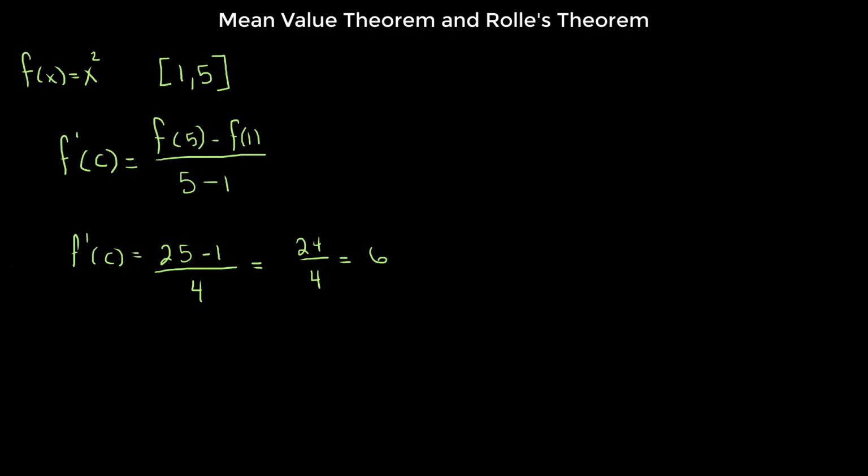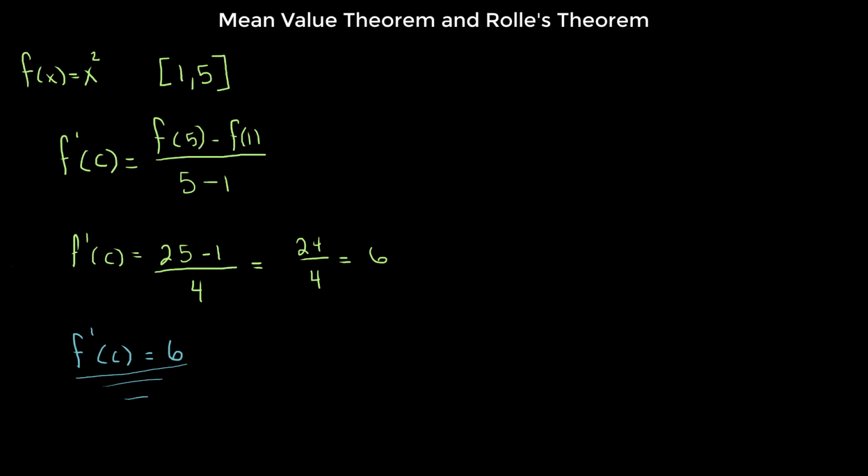So therefore, we are looking for some x value on the derivative that has a value of 6. Or we're looking for a value c for which the slope of its tangent line is 6. They both mean the same thing. So this is what we're looking for, the c for which this holds true.